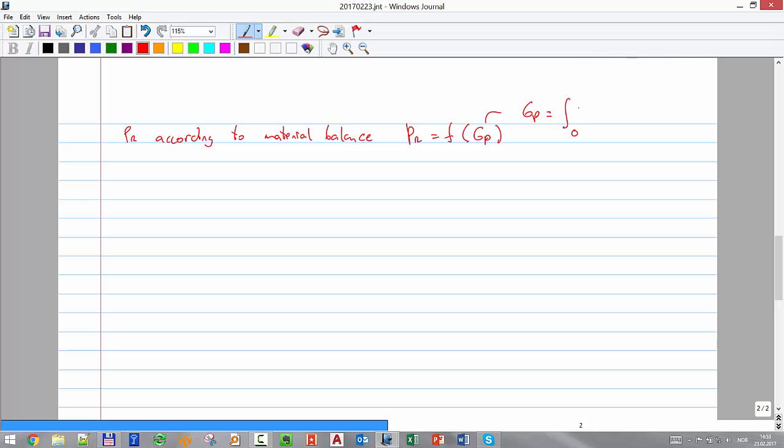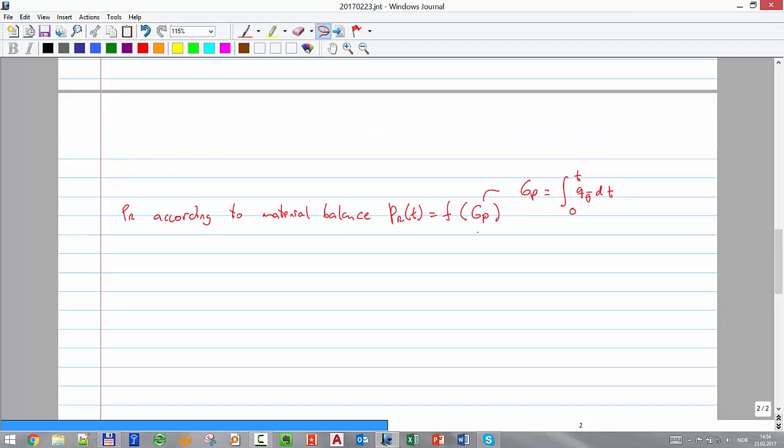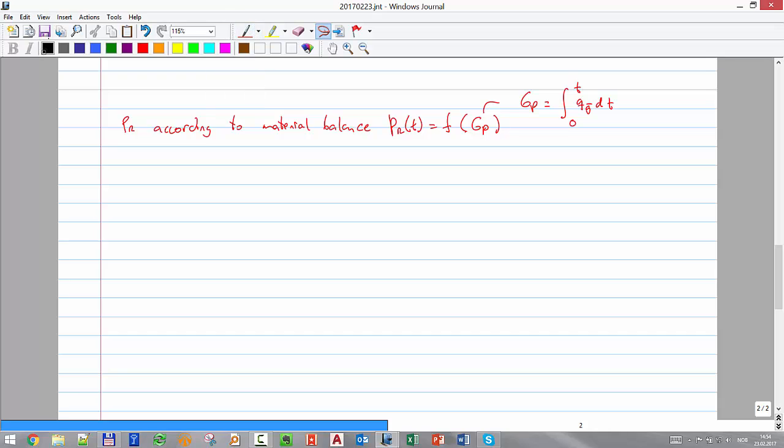GP is equal to the integral between 0 and time of Q gas dt, right? So how is the relationship between PR and GP? If I haven't taken anything from the reservoir, GP is 0. What will be PR? Initial reservoir pressure, right? Then I'm taking material out and out and out, so that's going to look declining, right?